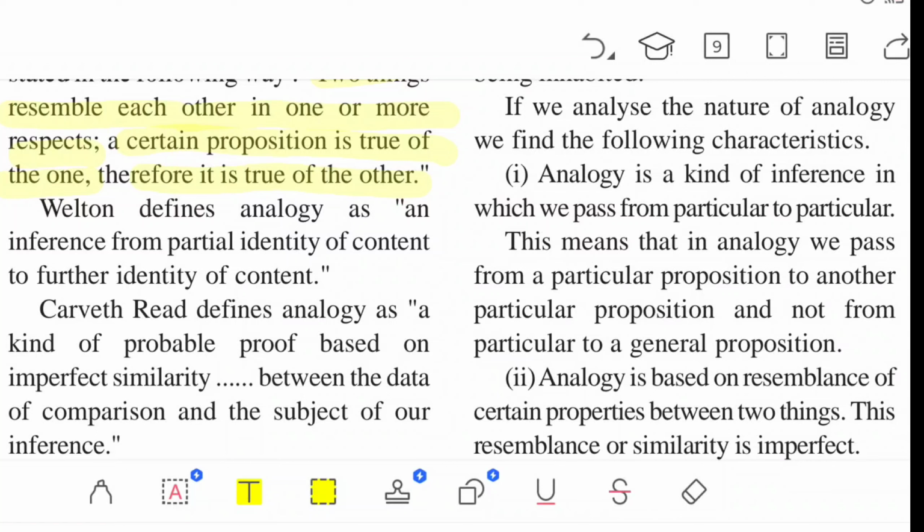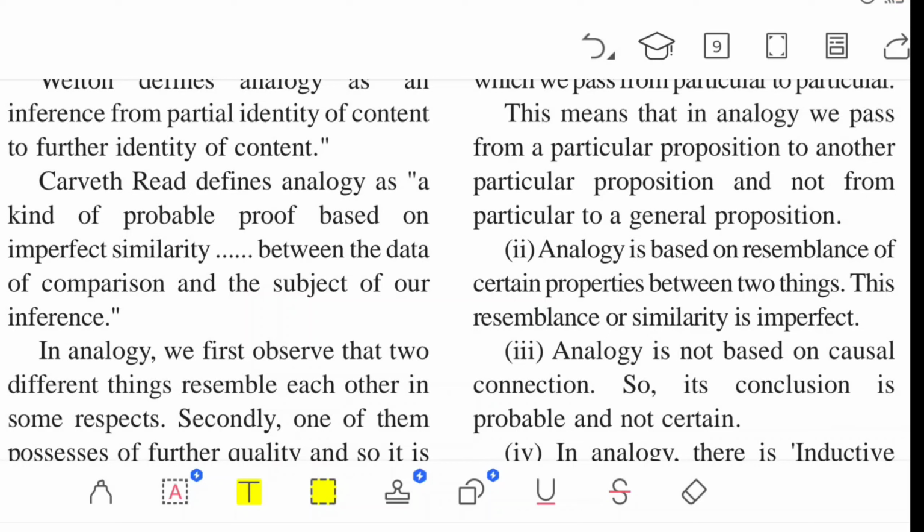আমি যদি partial কিবা এটা কন্টেন্টৰ বিষয়ে জানো তেনেহলে আমি ৰিজেম্বলেন্সৰ থ্ৰু দি তাৰ গোটেইখিনি further content খিনিৰ বিষয়ে জানিব পাৰো. Carveth Read মতে, Carveth Read defines analogy as a kind of probable proof based on imperfect similarity between the data of comparison and the subject of our inference.